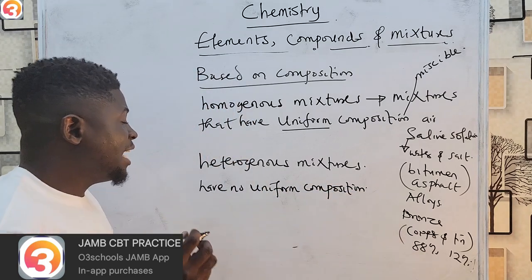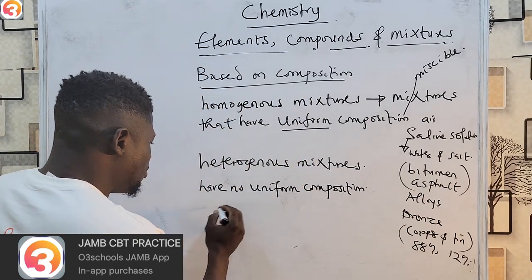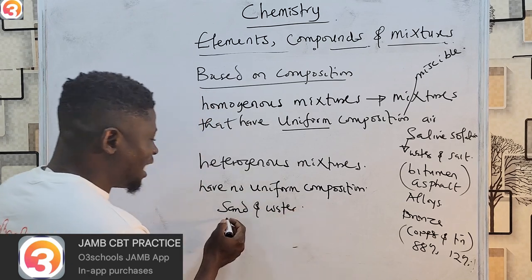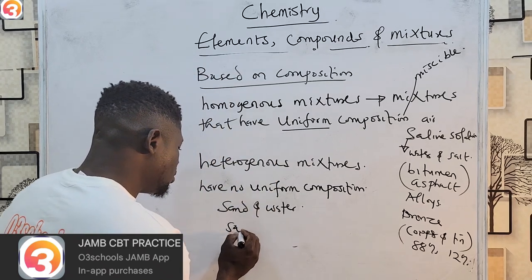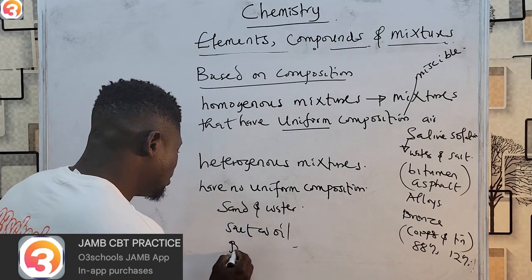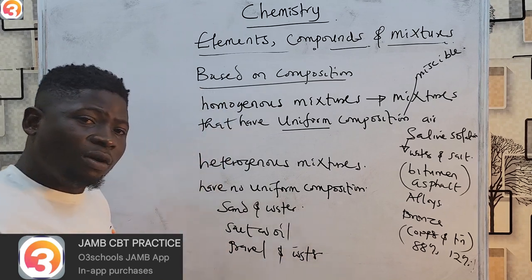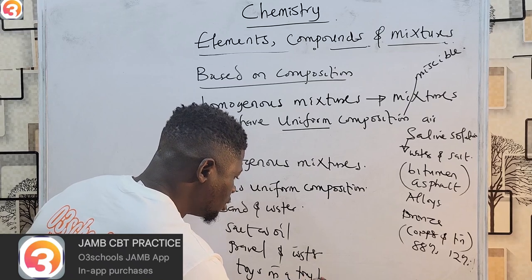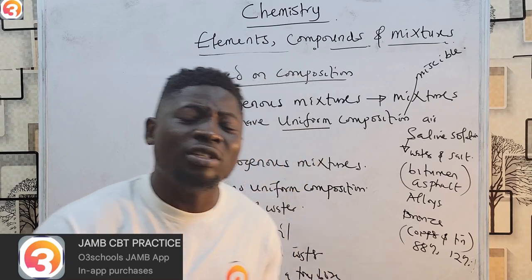So heterogeneous mixtures do not have uniform composition. For example, sand and water. Is there any way that the sand will now blend with the water and form something? No. What about salt and oil? What about gravel and water? Okay, what about toys in a toy box? So these are all heterogeneous mixtures.